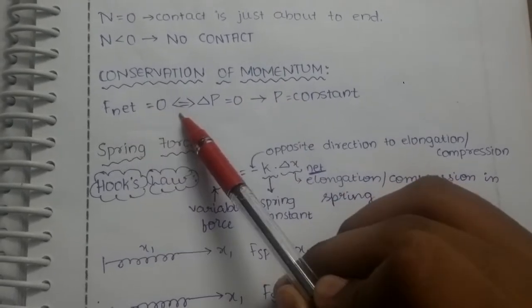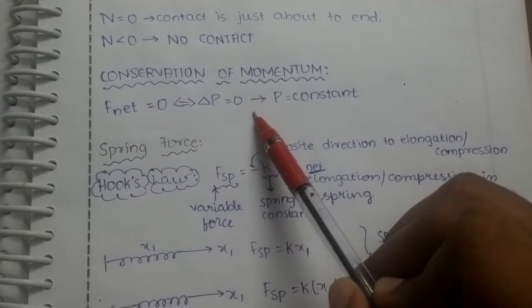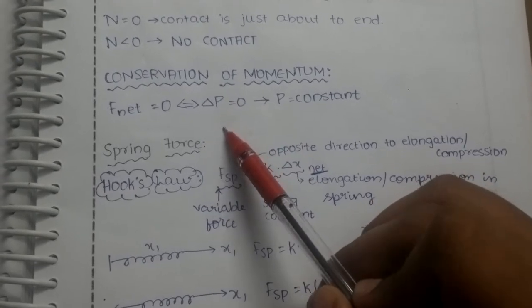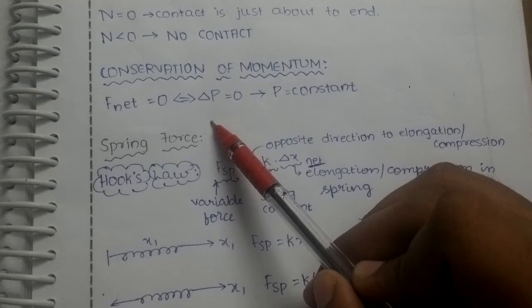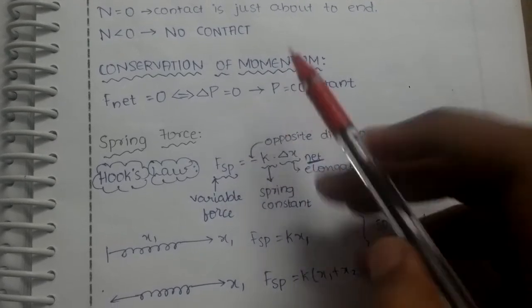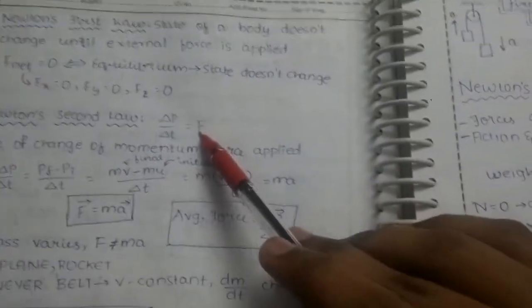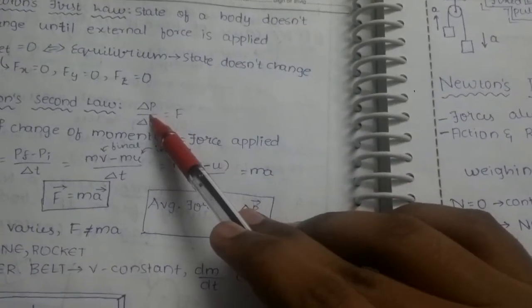And conservation of momentum. If F net is 0, then delta P is 0. Pf minus Pi is 0. That means Pf is equal to Pi. Final momentum is equal to initial momentum. That means momentum remains constant. From here we get, if F net is equal to 0, delta P is equal to 0 and P is constant.